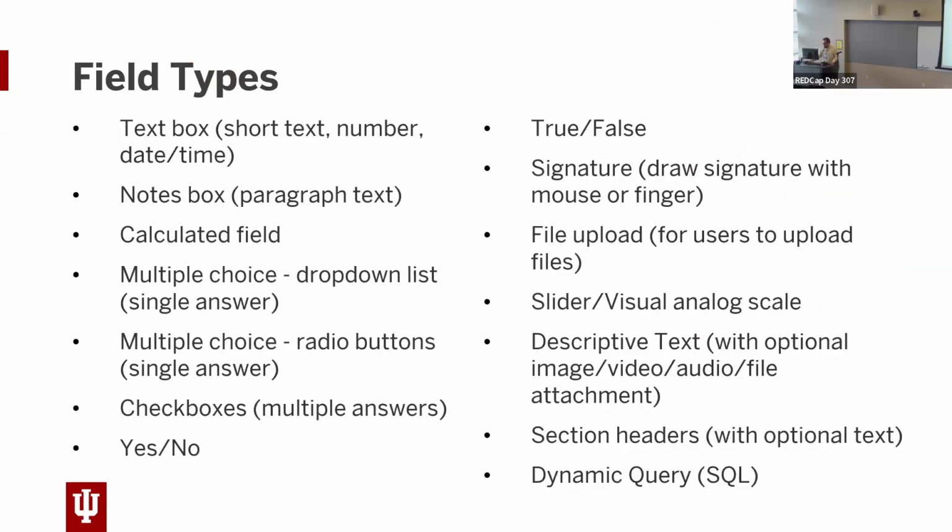Here's all of the field types in REDCap. And again, most of these are pretty straightforward. I won't go through all of them. If you're familiar with Qualtrics, you'll notice that there's maybe 2 or 3 that are in Qualtrics that are not currently in REDCap. And then I think we have several that are not in Qualtrics currently. But most of those are pretty straightforward.